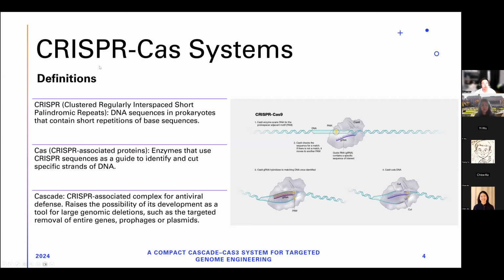I'm just going to go through a few quick definitions for CRISPR-Cas systems. CRISPR stands for clustered regularly interspaced short palindromic repeats. I know that's a bit of a handful. They're really just DNA sequences in prokaryotes that contain short repetitions of base sequences. What we end up seeing is that we have a lot of hairpins, so sequences that repeat themselves, interspaced with viral DNA.